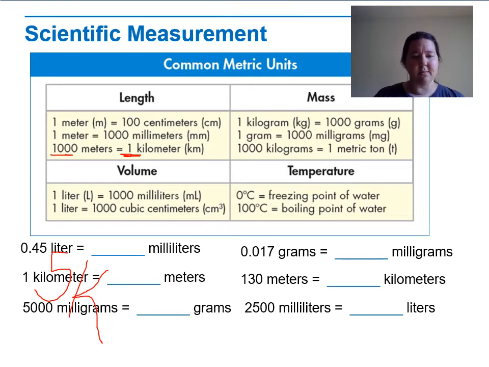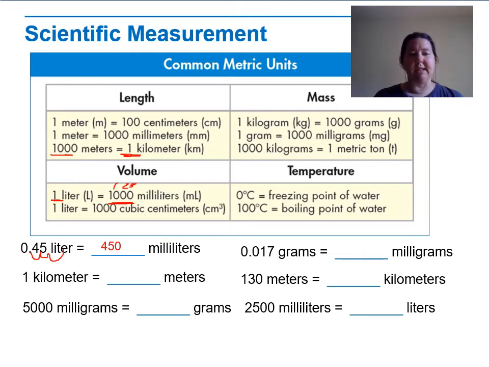So the nice thing is that if you look at these problems, 0.45 liters is going to be how many milliliters? Okay, 1 liter is going to equal 1,000 milliliters. So all we have to do is move the decimal place 1, 2, 3, because we've got 3 zeros. So 450 milliliters. That's it.